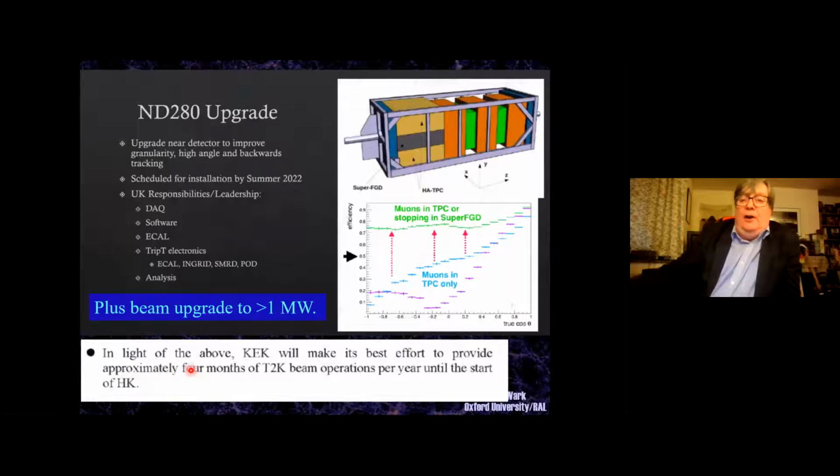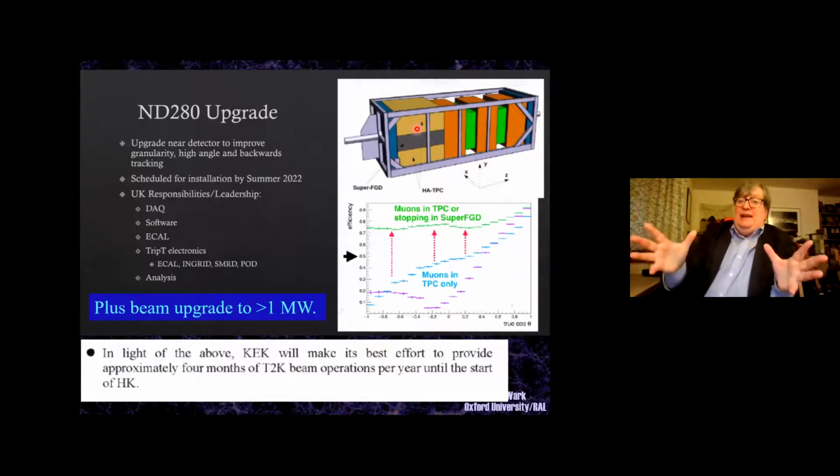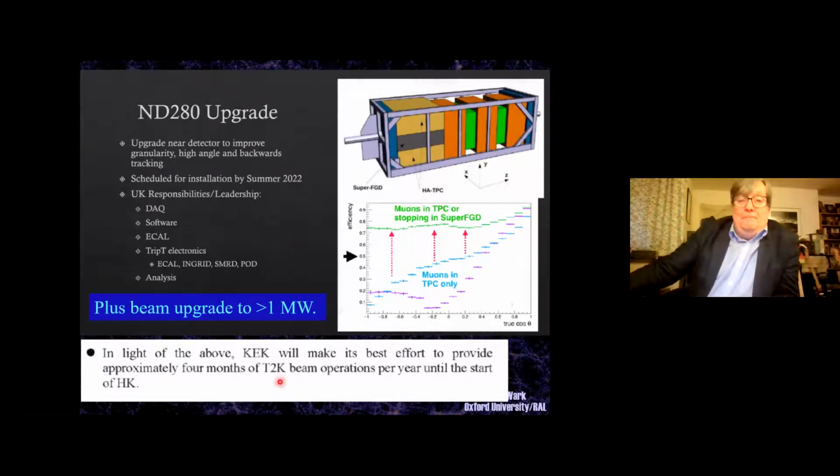On T2K, we're upgrading that near detector. We have taken some of the TPCs and turned them around sideways, and we have taken our neutrino targets and changed them from bars to little cubes, so we could do 3D reconstruction of the events. And we're upgrading the beam to more than a megawatt, so it's more than a factor of 2. All of that so we can get more data.